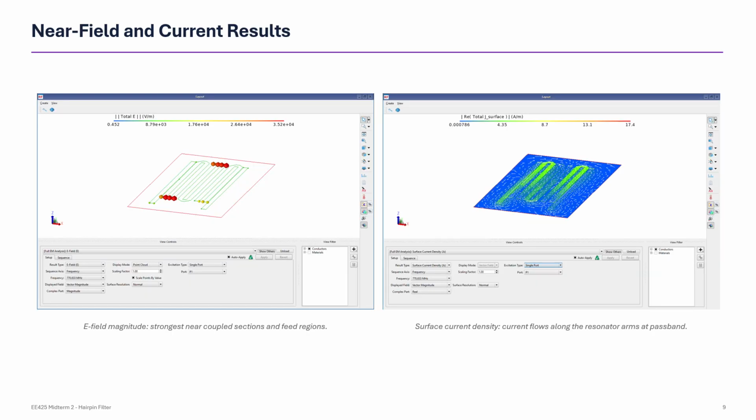And now here are the E-field and surface current density results. We weren't required to put in the surface current density, but I think it illustrates the behavior of the filter very well. But first, for the E-field, you see coupling around the ends of the hairpin microstrips, and as you can see that it's functioning properly. And for the surface current density, you can see the current flowing along the resonator arms at the passband, indicating that the filter is working as intended.